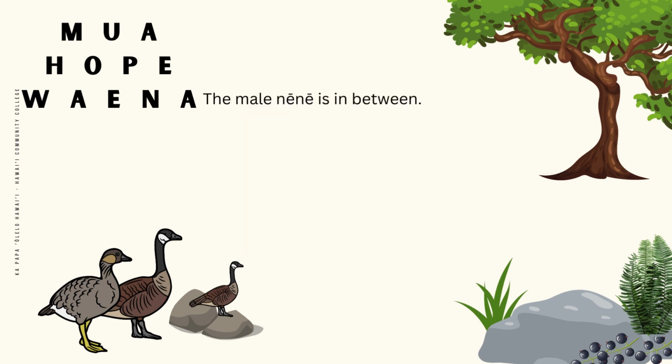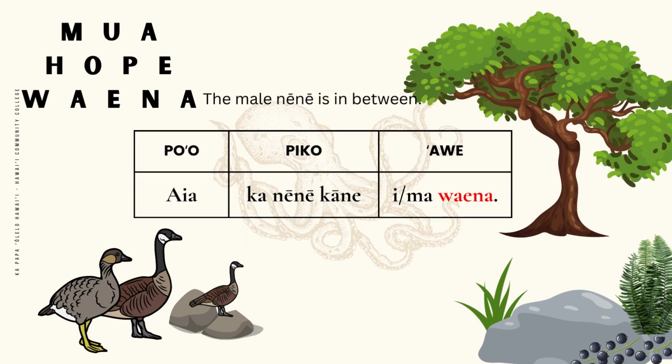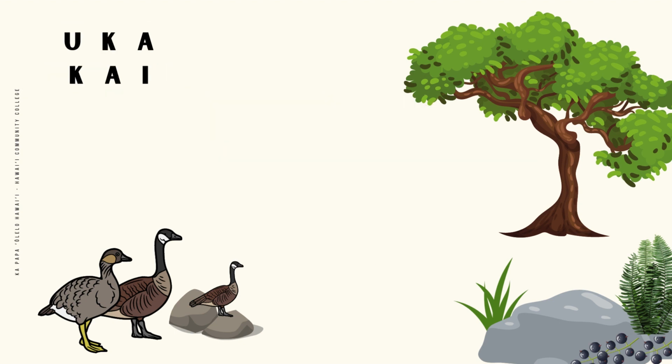The male nene is in between. Aia ka nene kane I waena. How are those sentences? Get them. Growing up in Hawaii, you may be familiar with uka and kai. Uka means upland or towards the mountain. Kai means seaside or towards the sea.